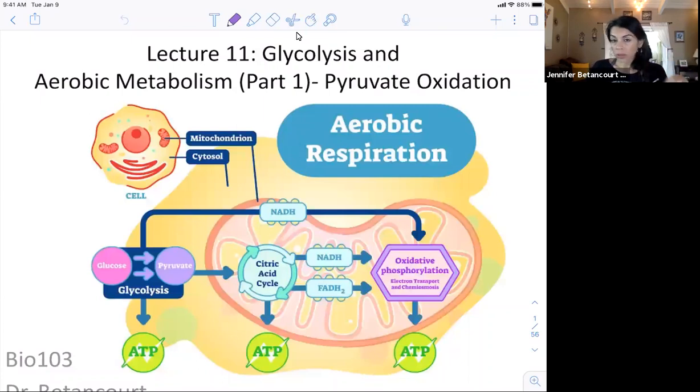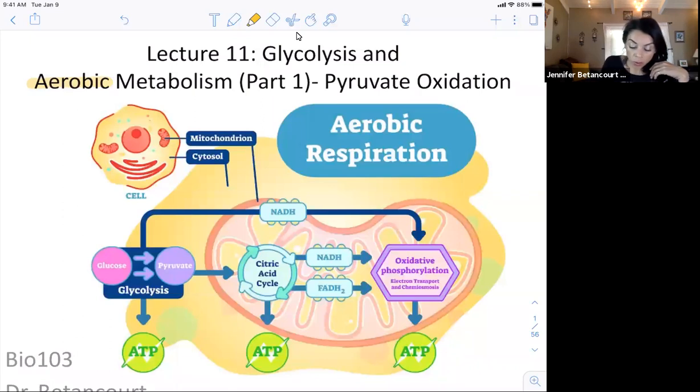So today we're definitely going to cover glycolysis, which happens regardless of oxygen in the cell or not. And then depending on time, we will start pyruvate oxidation. And so we like to call this process aerobic respiration. Why? Because aerobic means using oxygen.